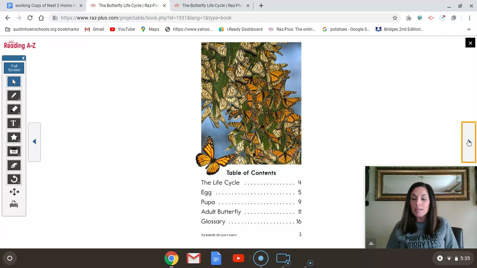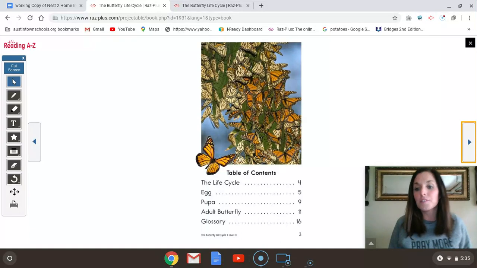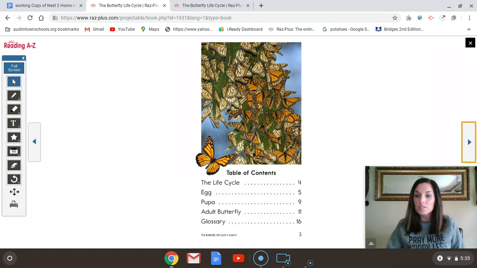All right, so this is a table of contents. A lot of the times when you're having a nonfiction story like ours this week that teaches true information, there's a table of contents and it tells you what page you can find information about each topic. So the life cycle is page 4. The word egg, they're going to teach us what that means on page 5. Pupa, page 9. Adult butterfly, page 11, and the glossary, which is at the end of the story and tells you what important words mean, is on page 16.